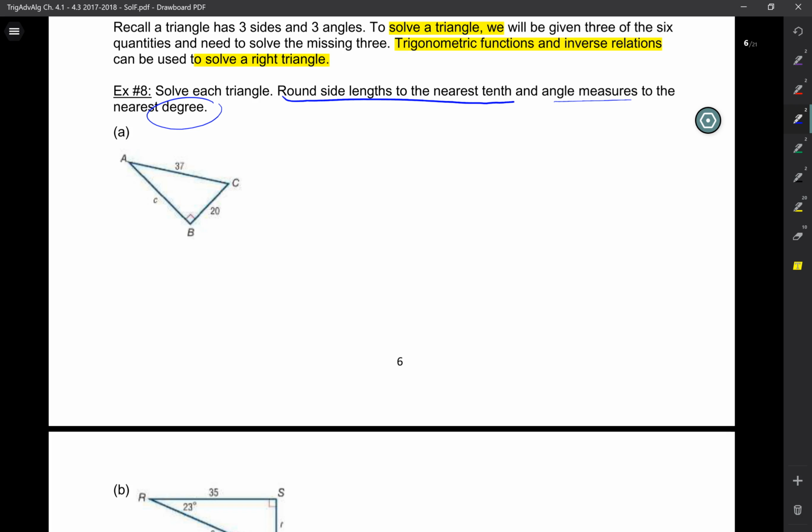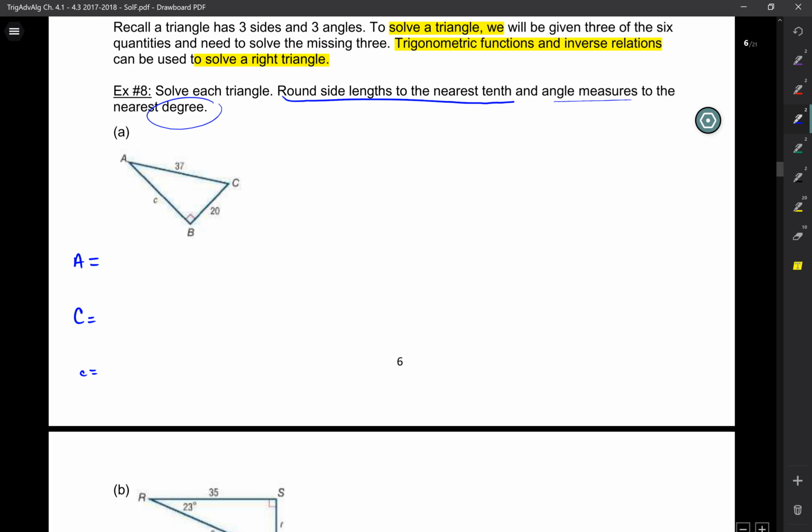All right, so I'm missing angle A here. What else? Angle C. What else? Side C. Okay, now, what do you guys want to find first? Okay, let's go alphabetically. Let's find angle A first.